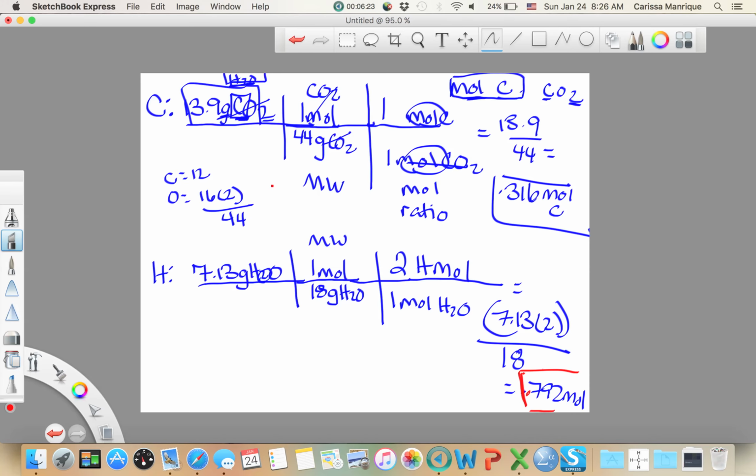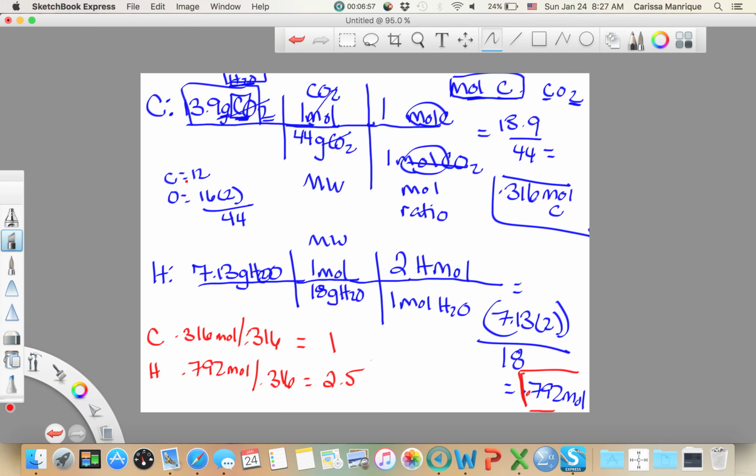So remember when we calculated the empirical formula in chapter 3, we converted everything to moles. So we have 0.316 moles of carbon and 0.792 moles of hydrogen. Now remember, this is where we divide by our lowest amount of moles, and that would be carbon. So 0.316 divided by 0.316 gives 1, and when you divide 0.792 by 0.316, you get 2.5.